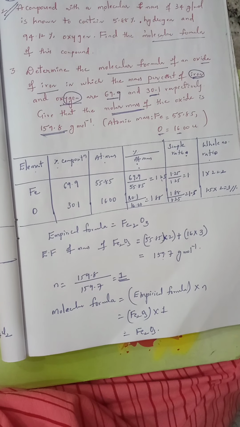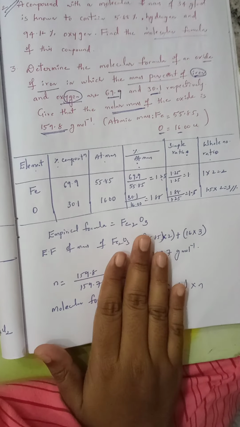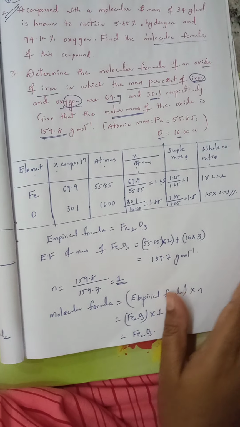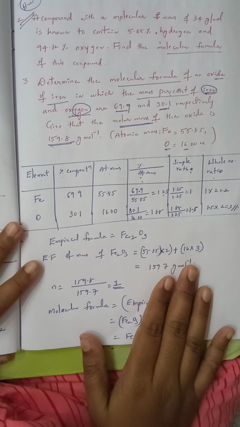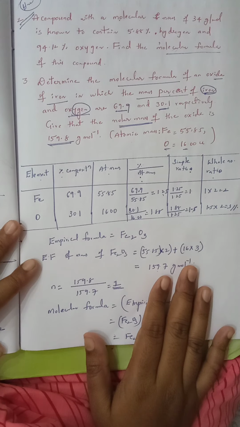Like this, we find the empirical formula and molecular formula, which is very important for 3 marks. So that is about the empirical formula and molecular formula and how to find them.